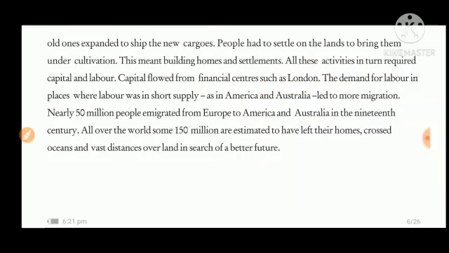The demand for labor in places where labor was in short supply, as in America and Australia, led to more migration. Nearly 50 million people emigrated from Europe to America and Australia in the 19th century. All over the world, some 150 million are estimated to have left their homes, crossed oceans and vast distances in search of a better future. As America and Australia were growing food for the demand of the British, most of the people emigrated from Europe to America and Australia.